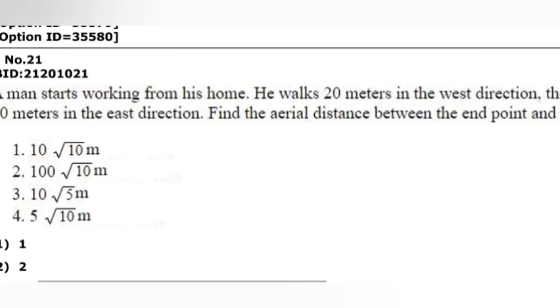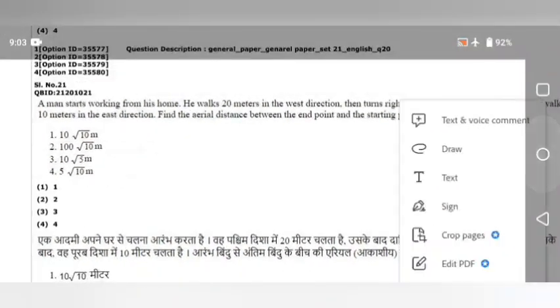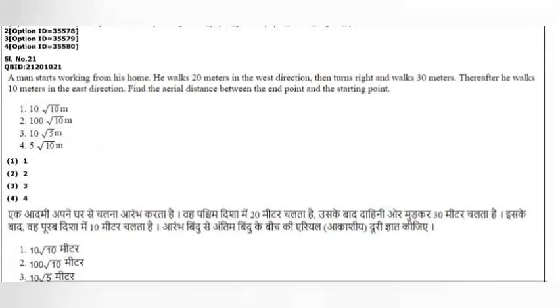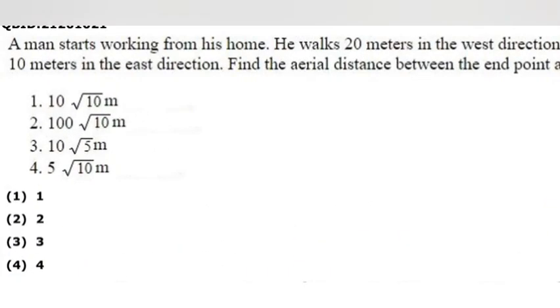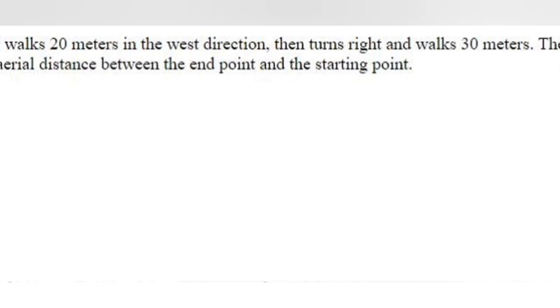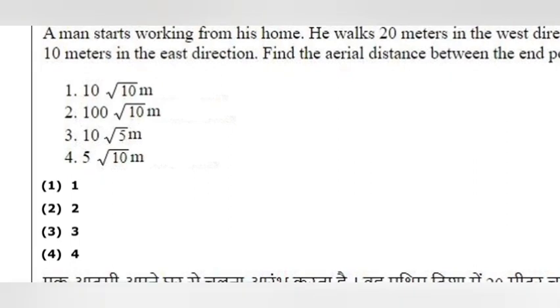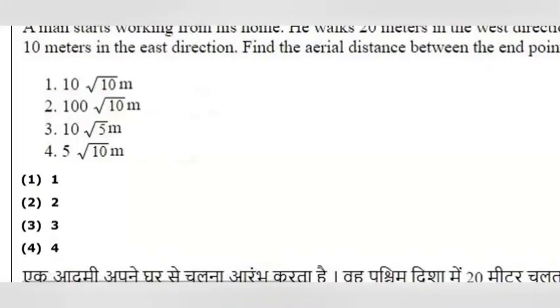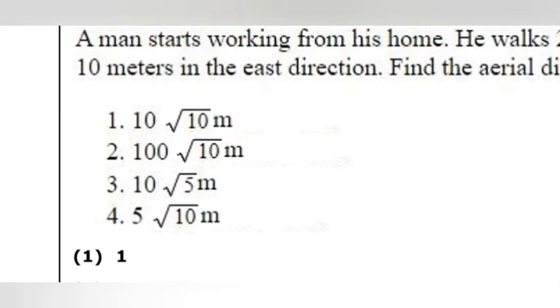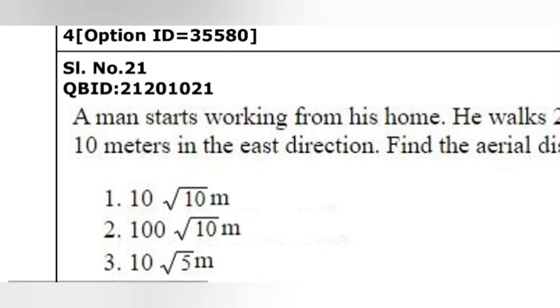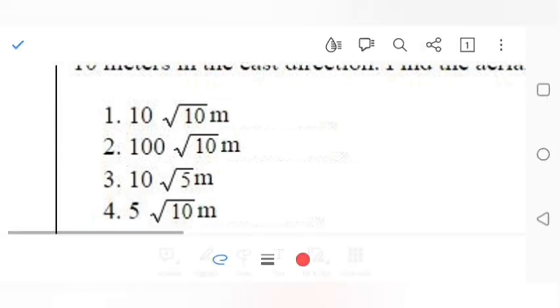Next, 21. It is a numerical ability question. Let me read it. It says, a man starts walking from his home. He walks 20 meters in the west direction, then turns right and walks 30 meters. Thereafter, he walks 10 meters in the east direction. Find the aerial distance between the end point and the starting point. So these are the options for you. You have to do it with pen and paper, then only it will be done. But if you are a genius, a mathematical prodigy, then that is another thing. So what will be correct? 21. A will be correct, option 1.